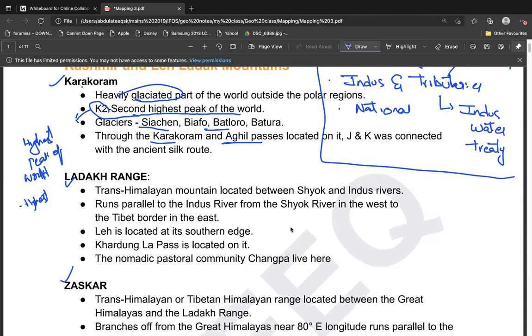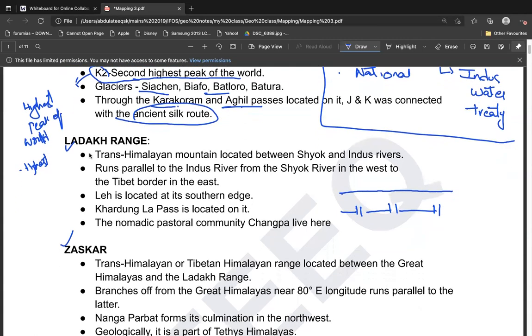Now, what are these passes? These mountain ranges are very continuous in nature. Like I told you, these are very difficult to break and pass through. Naturally, there are certain spaces available in these mountain ranges, and these are called passes, and only through these passes have various ancient routes been connected, were formed. Like see, this is the ancient Silk Route that went through the Karakoram and the Aghil passes.